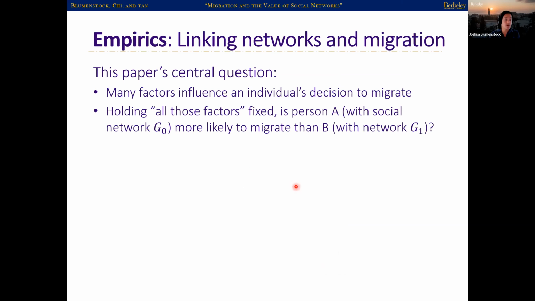And the central question we're going to try and ask, and we'll try and answer it, is acknowledging that many factors influence the migrant's decision to migrate. But what we're going to try and do, and I'll talk about this in a little bit of detail, is to the extent that we can hold all those other factors fixed, like wages and amenity differentials, distance, travel costs, and so forth, is person A with a particular social network G more likely to migrate than a person B who has a different social network?